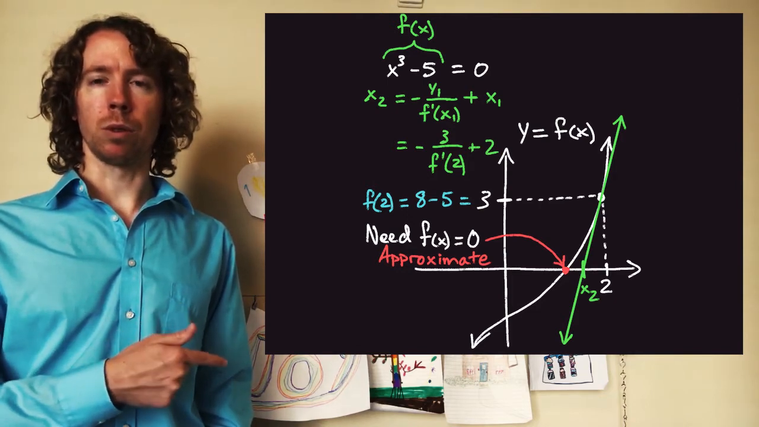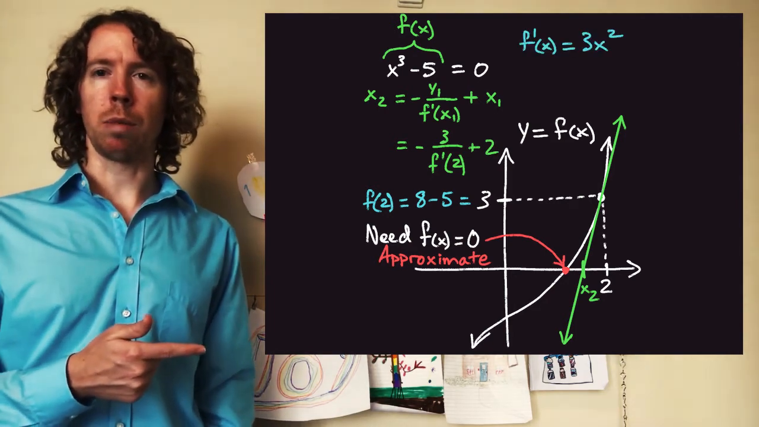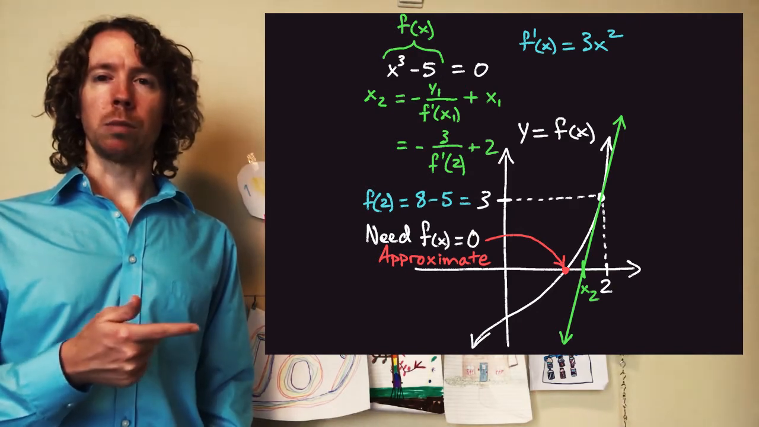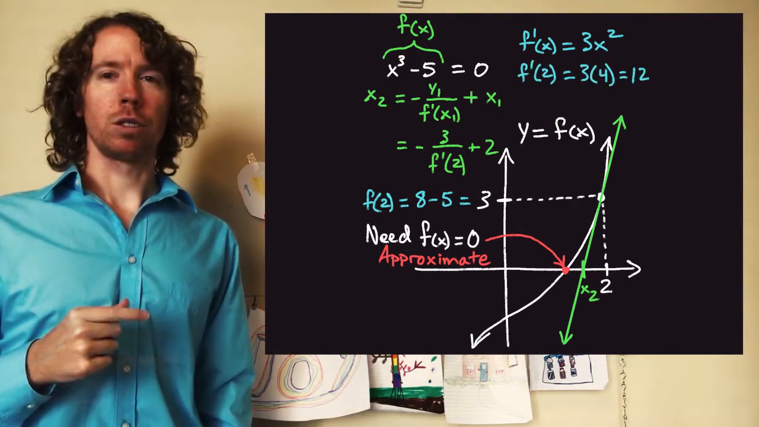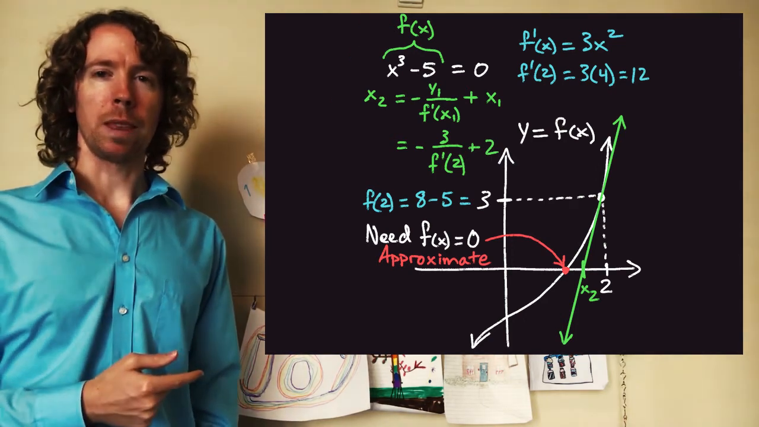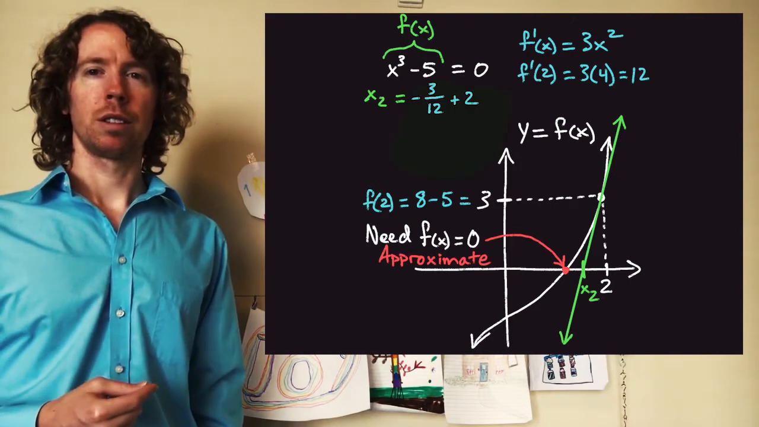So what's f prime of 2? Well, f prime of x is 3x squared, just using the power rule. So you plug in 2 to that, you get 3 times 4 is 12. So you plug x equals 2 into that equation, you get x2 equals negative 3 over 12 plus 2.